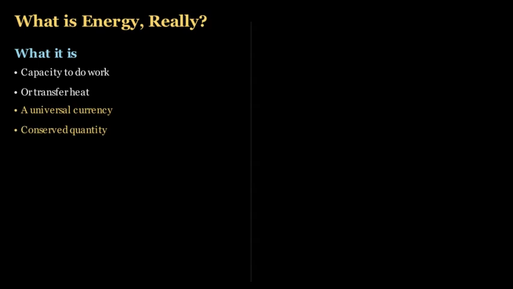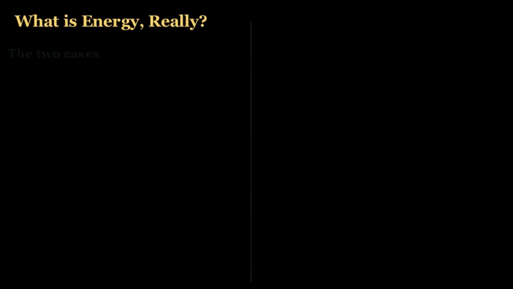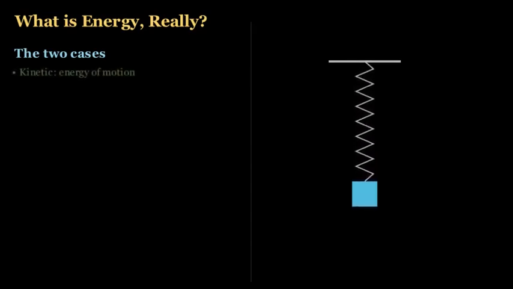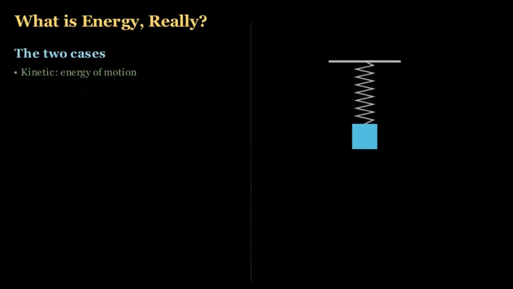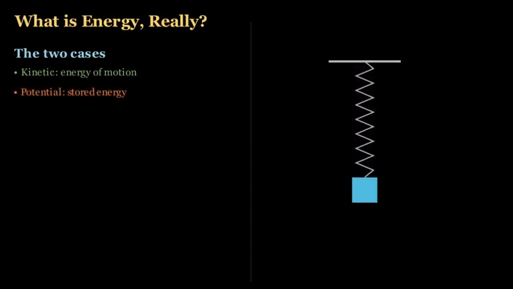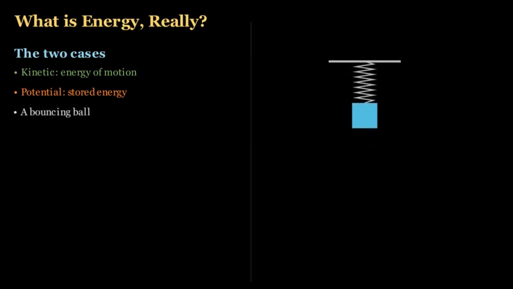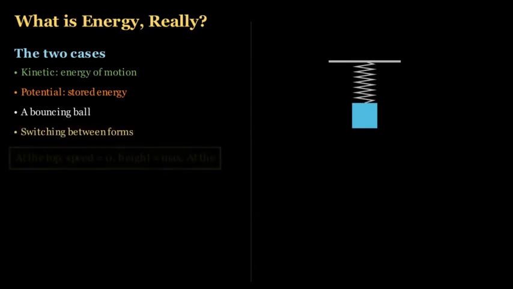So when you feel tired after running, you haven't destroyed energy, you've just transferred it from your muscles to the ground and the air. Energy comes in two main flavors. Kinetic energy is the energy of motion: a rolling ball, a flying bird, the vibrating atoms in a hot cup of tea. Potential energy is stored energy, waiting to be released, like a ball held high above the ground, or a stretched spring.